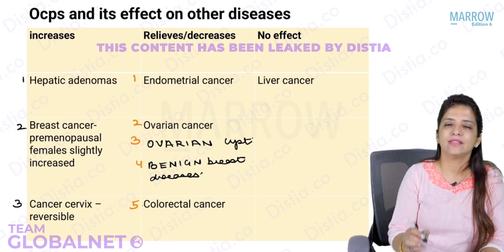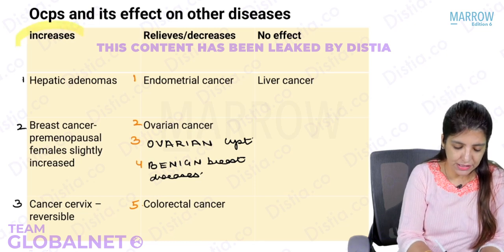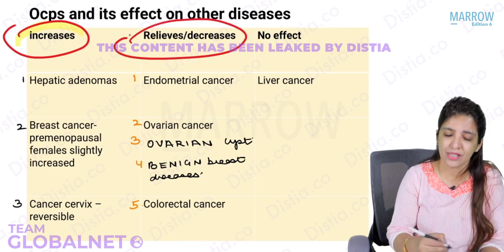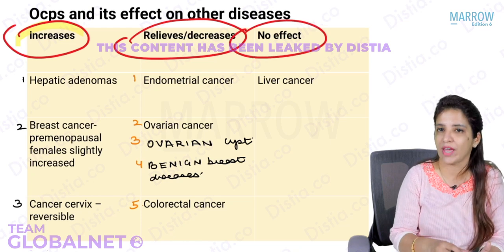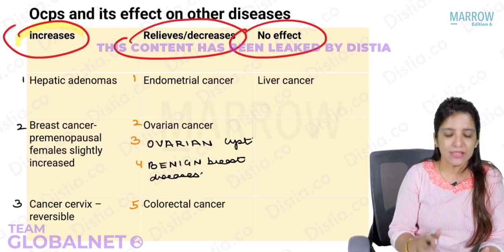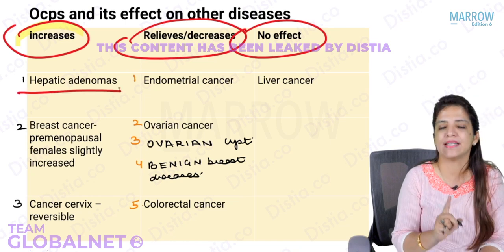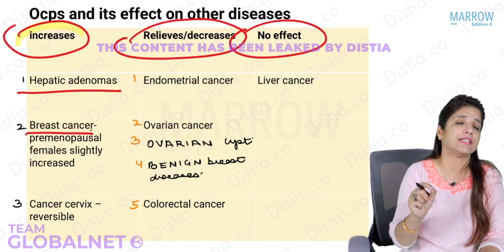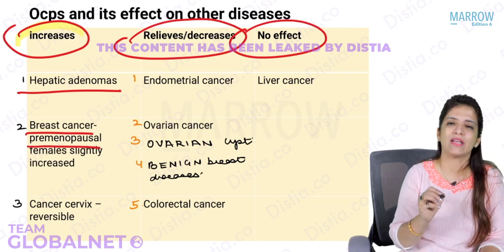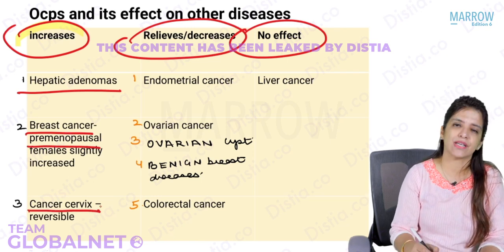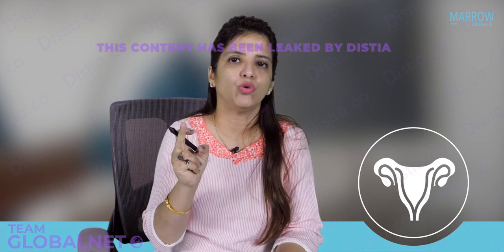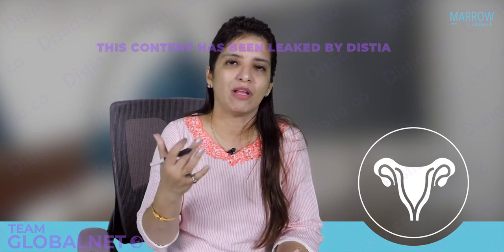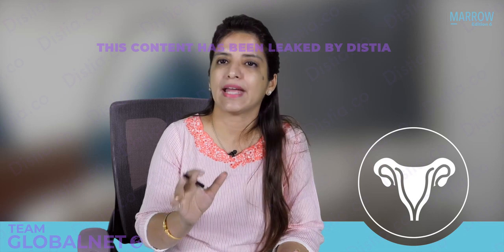So, what are the cancers whose incidence is increased with the use of oral combined pills? What are those cancers whose incidence is decreased? And what are those cancers where there is no effect if the oral combined pill is used? So the incidence of hepatic adenomas is increased. Number 2, the incidence of breast cancer, especially, there is a slight increase in incidence in premenopausal females. And number 3, cancer cervix. So there are 3: hepatic adenomas, breast cancers, especially in a premenopausal female, not premenstrual female, and number 3, cancer cervix.